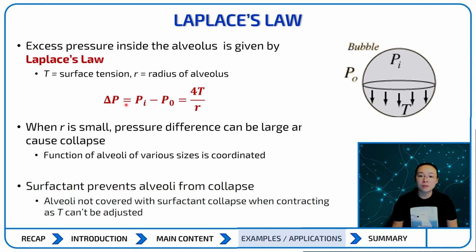So you have to have some sort of surface tension to allow for stability. Your lung surfactant is the one thing that will provide that. It's going to be the one factor that prevents your alveoli from collapsing. And so the alveoli that is not covered with surfactant will collapse when contracting and as it gets smaller, because your tension can't be adjusted. So that means your pressure is going to get larger and larger, and then your alveoli will just collapse.